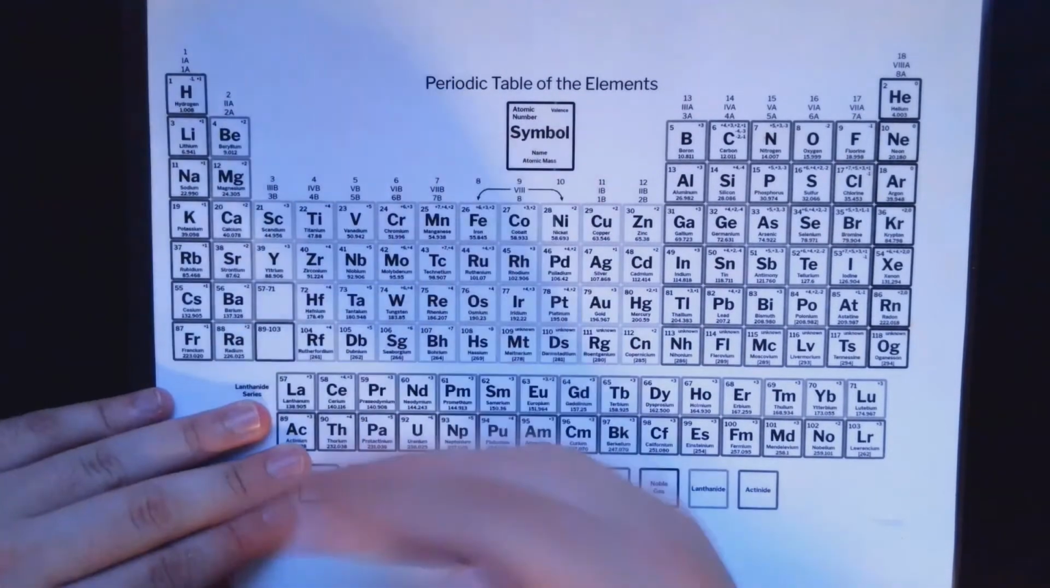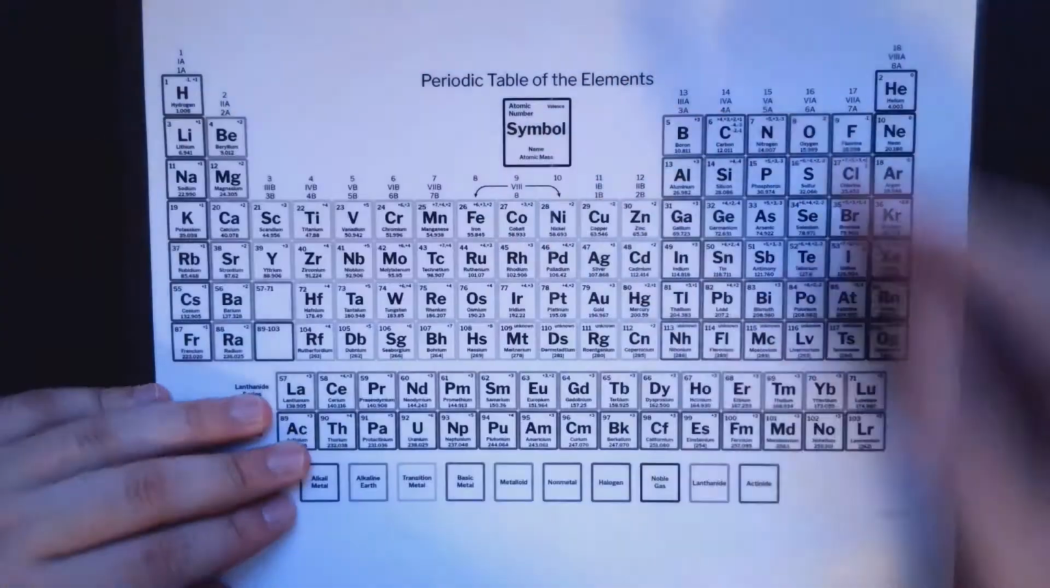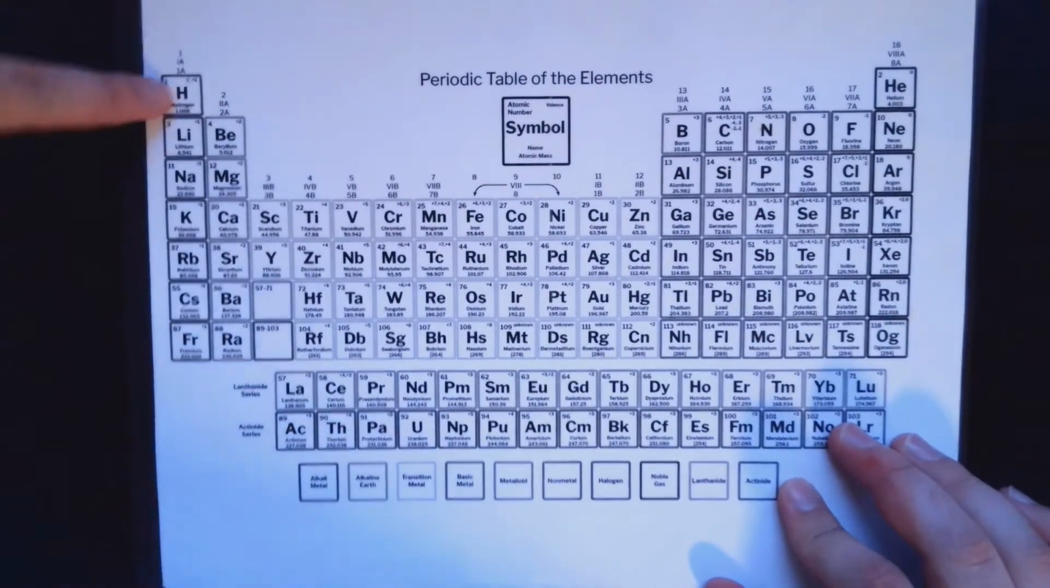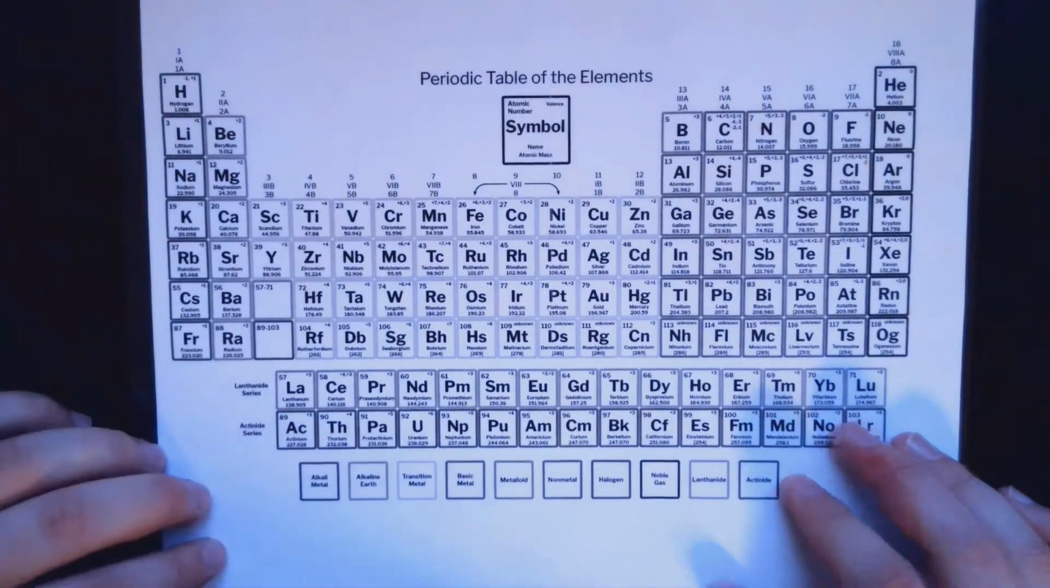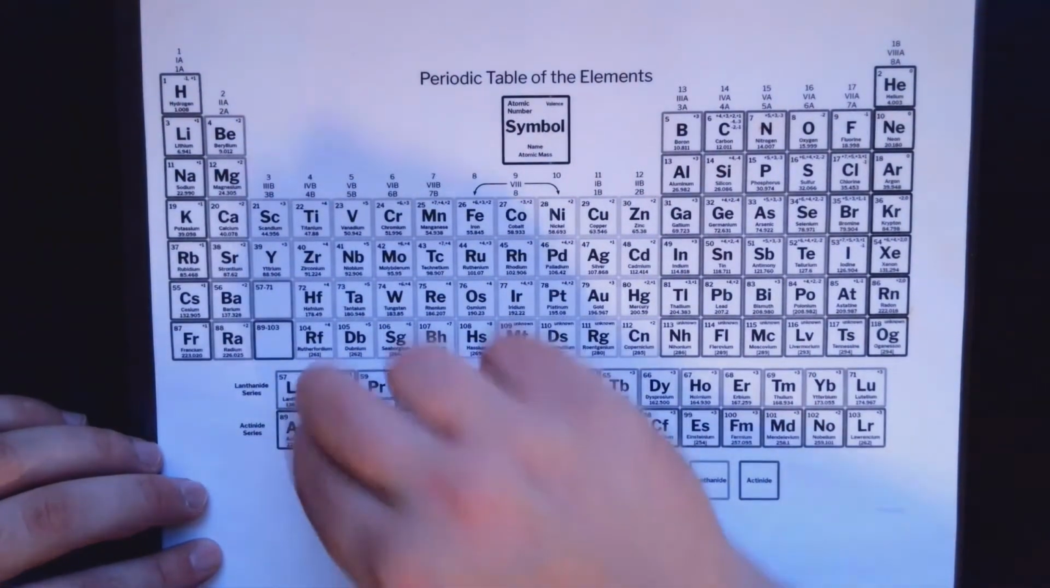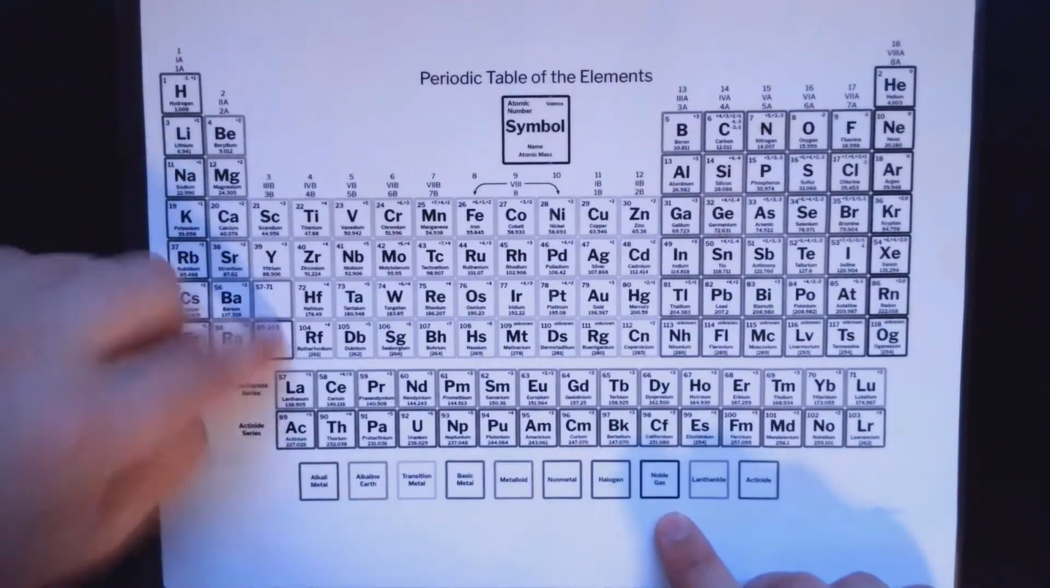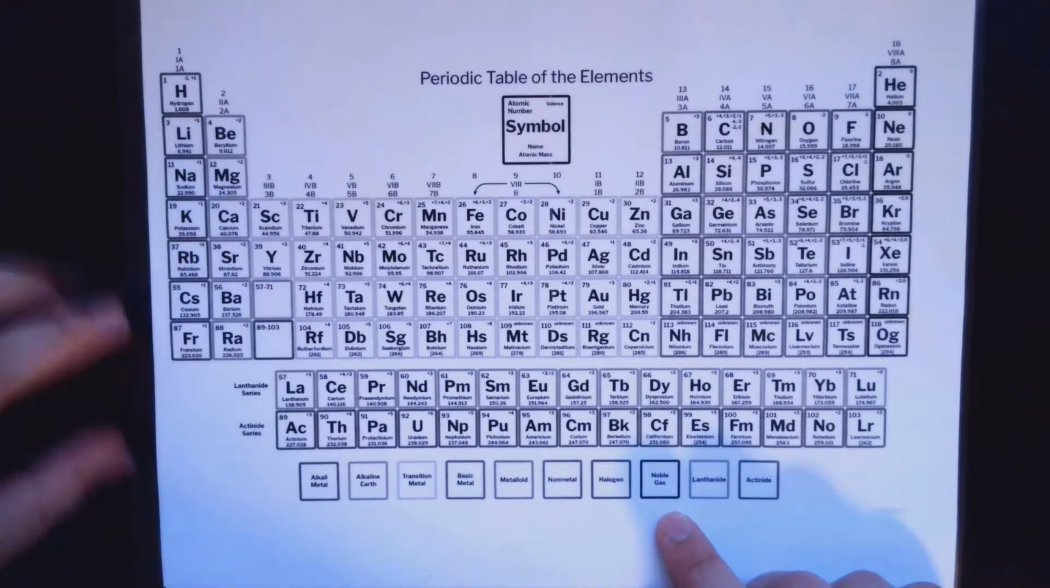So groups are vertical. The horizontal rows are referred to as periods. So the first row is period 1, period 2, 3, 4, and so on. And these last two here at the bottom actually fit into these blank spots right here. So these are part of the last two periods on the periodic table.